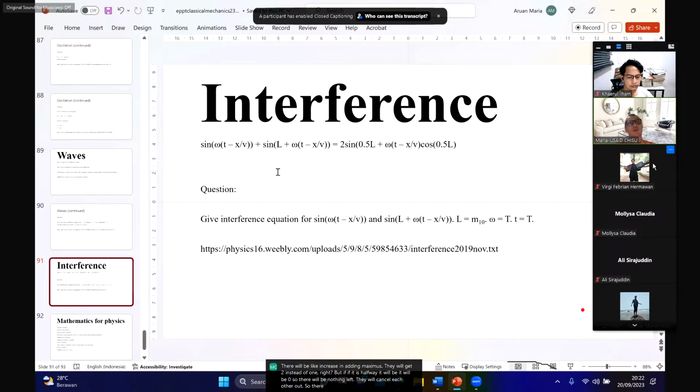So that's what I would like you to do. I would like you to give the interference equation for 2 waves using the code, which will give you the answer for the interference problem in this case.